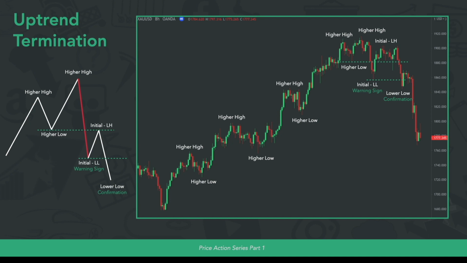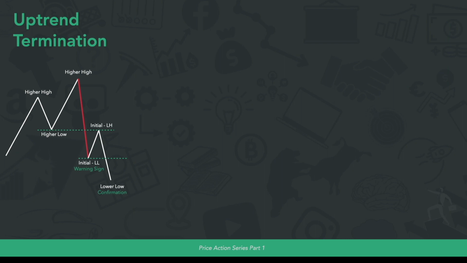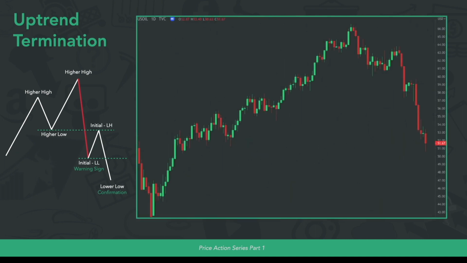Okay? So, meron tayong lower low. We can assume magkakaroon tayo ng lower high. After that lower high, magkakaroon tayo ng lower low. So, series of lower lows and lower highs. So, nasa downtrend market na tayo. Another example of uptrend termination. So, crude oil daily time frame. So, as you can see, nasa uptrending market tayo. May series of higher highs and higher lows.